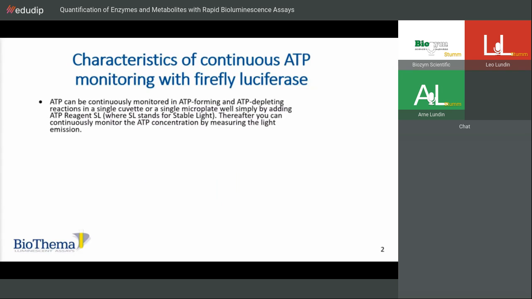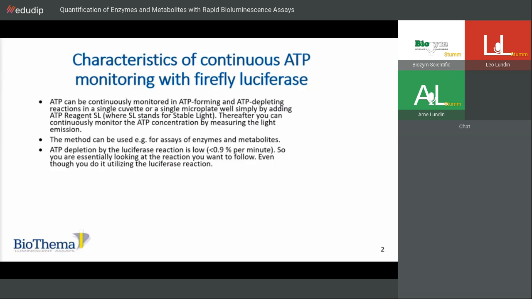What are the characteristics of continuous ATP monitoring with firefly luciferase? ATP can be continuously monitored in ATP forming and ATP depleting reactions in a single cuvette or a single microplate well, simply by adding ATP Reagent SL, where SL stands for stable light. Thereafter, you can continuously monitor the ATP concentration by measuring the light emission. The method can be used, for example, for assays of enzymes and metabolites.